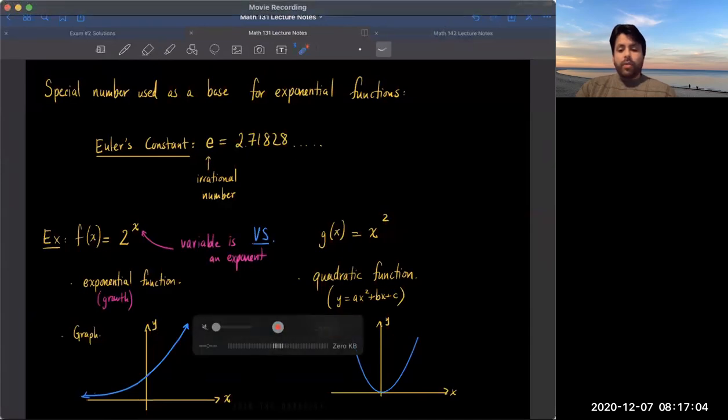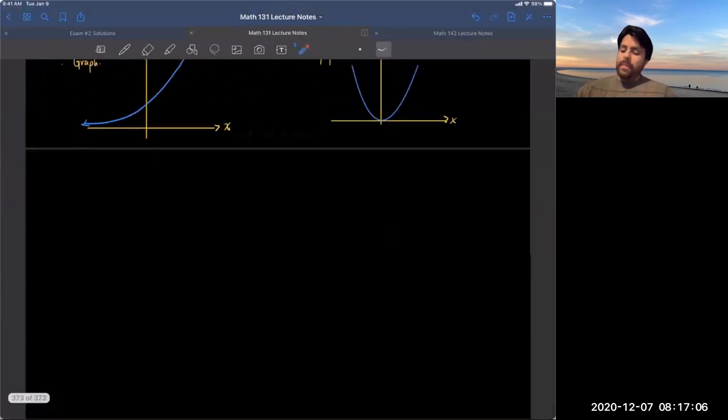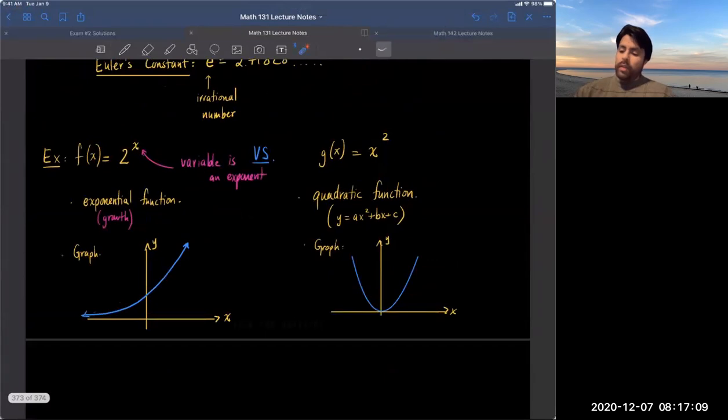It's 1. Thank you, Fujing. How did you find that? How did you know that this is 1? You're right. It's 1. X equals 0. Perfect. That's right.